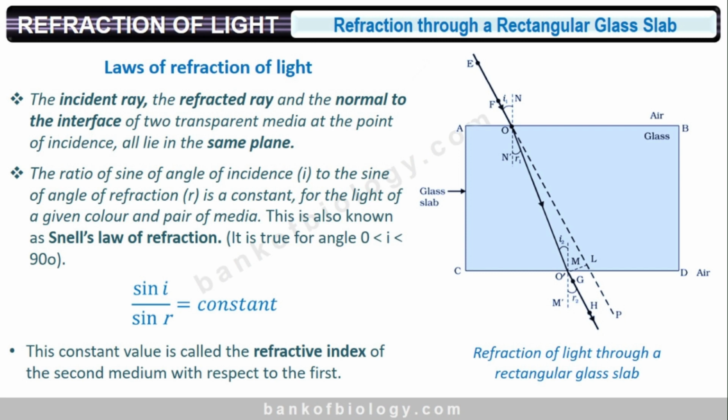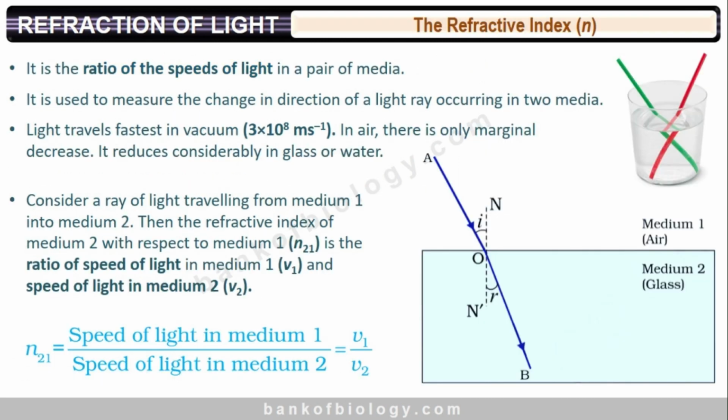Sin i by sin r equals a constant. This constant value is called the refractive index of the second medium with respect to the first. It is a ratio of the speed of light in the pair of media. It is used to measure the change in direction of a light ray occurring in two media. Light travels fastest in vacuum, 3 into 10 raised to 8 meters per second. In air, there is only a marginal decrease. It reduces considerably in glass or water.